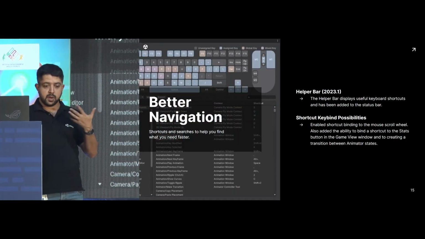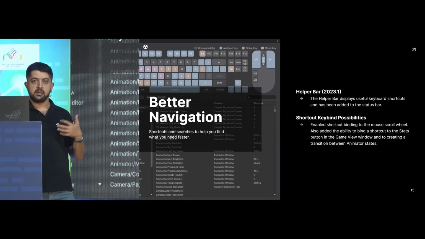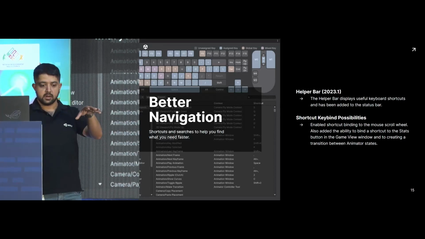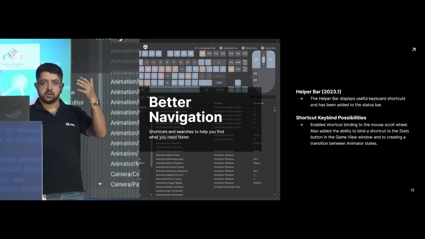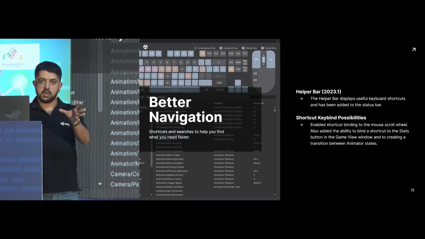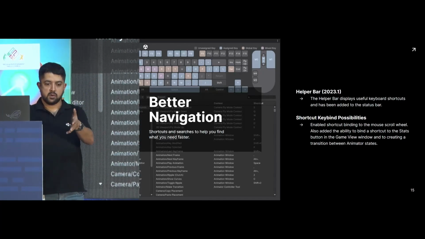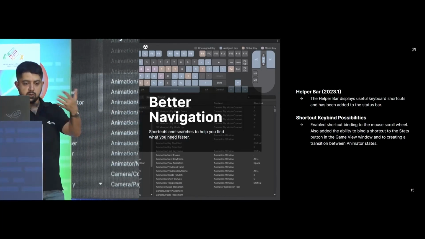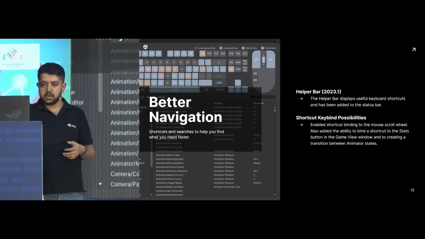There is a helper bar which is aiding better navigation around the Unity editor. This is something you can go to the preferences and enable. This is not something that is just enabled by default for you. If you want to check it out and if you find it useful, you can go to the Unity preferences and enable that.